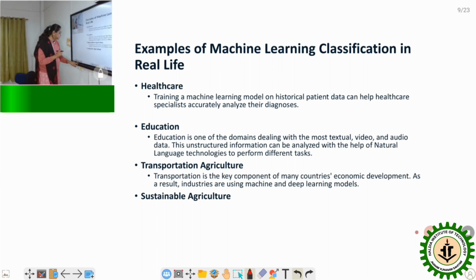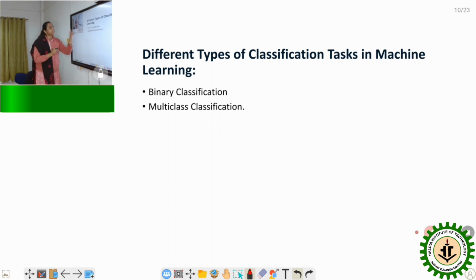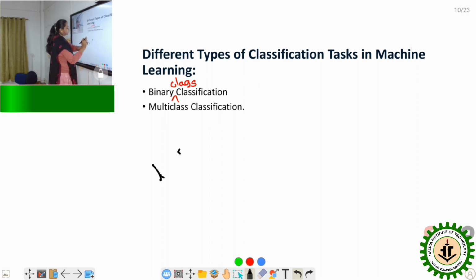So our next concern is which kind of problems are actually solved by the classification task. Generally, there are two types of classification problem. One is binary class classification and another one is multi-class classification. Here I should write binary class classification. And this is the multi-class classification.